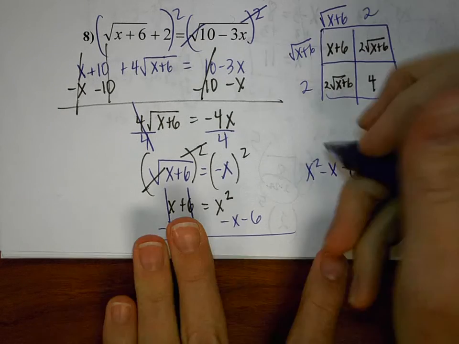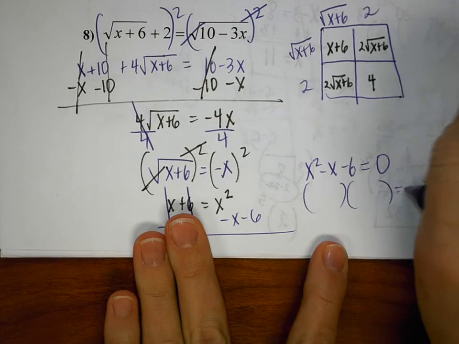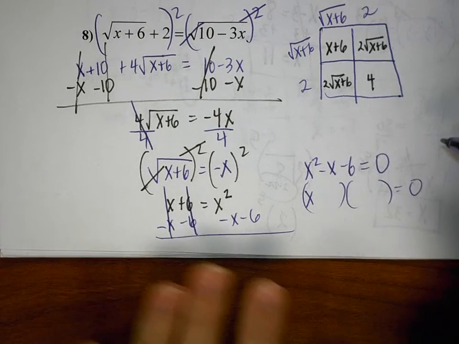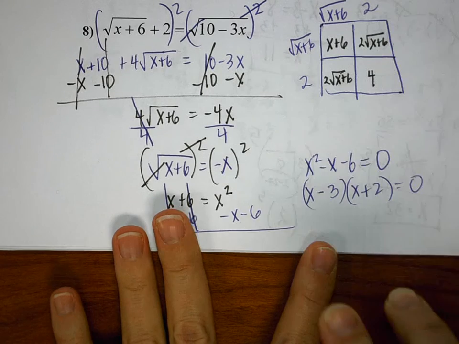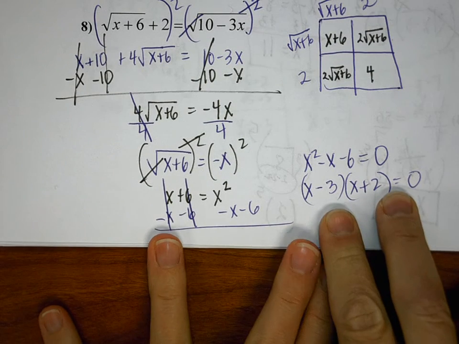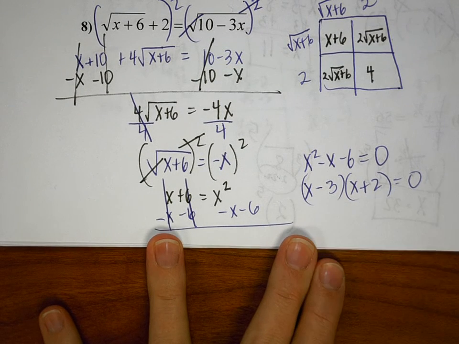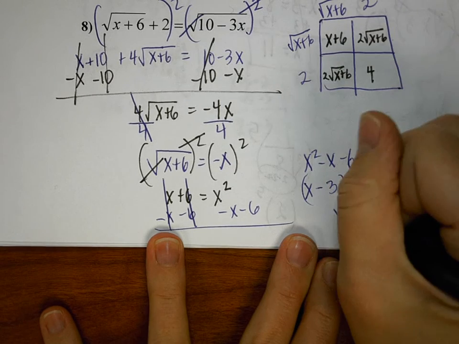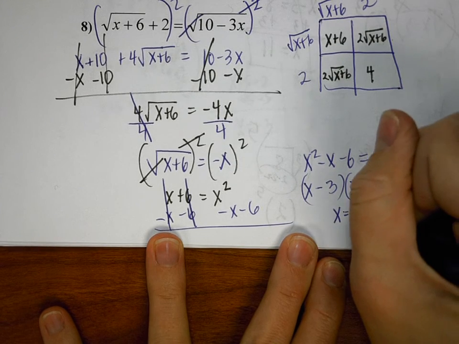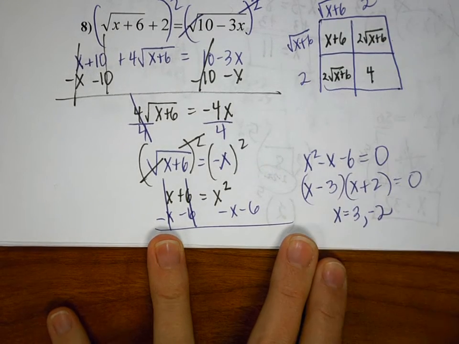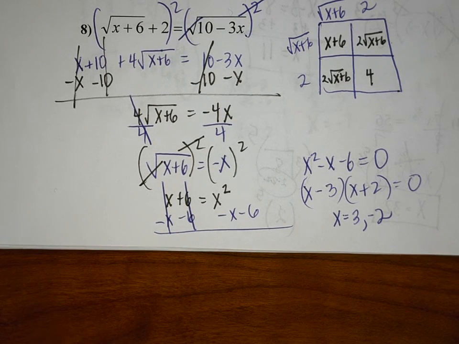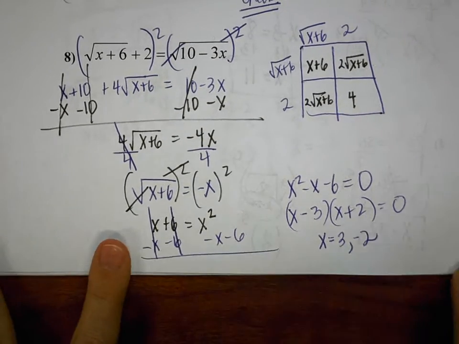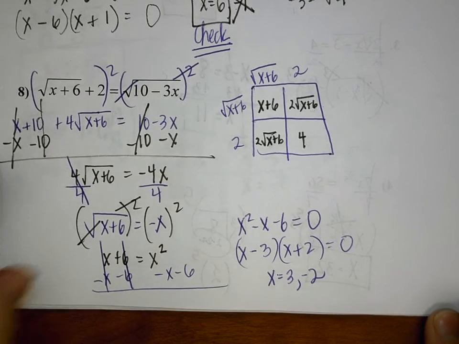When we factor that, what numbers do I get? X minus 3 and an x plus 2. Those multiply to be negative 6 and add to be negative 1. And so what does x equal? Good, x equals 3 and negative 2. Whenever you get 2 answers, though, you need to check them. Okay? So if I go back to my original problem, let's start with 3.